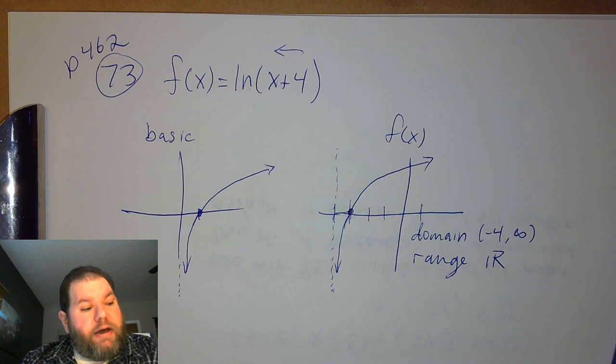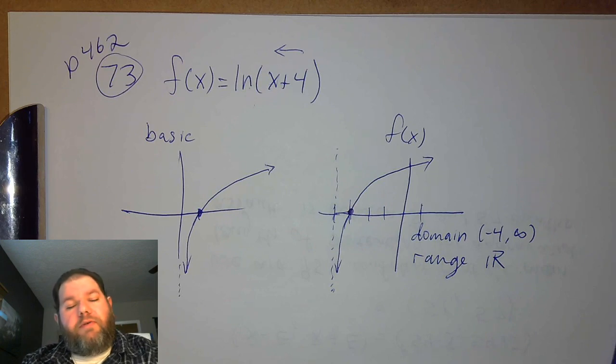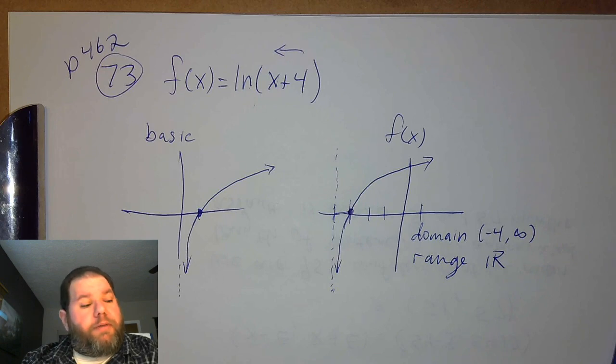So on 75 and 79, it is really the same thing as we're doing here. It's just the vertical and or horizontal shifts being applied, and then just move everything accordingly, including the asymptote. But otherwise, that's all there is to it.